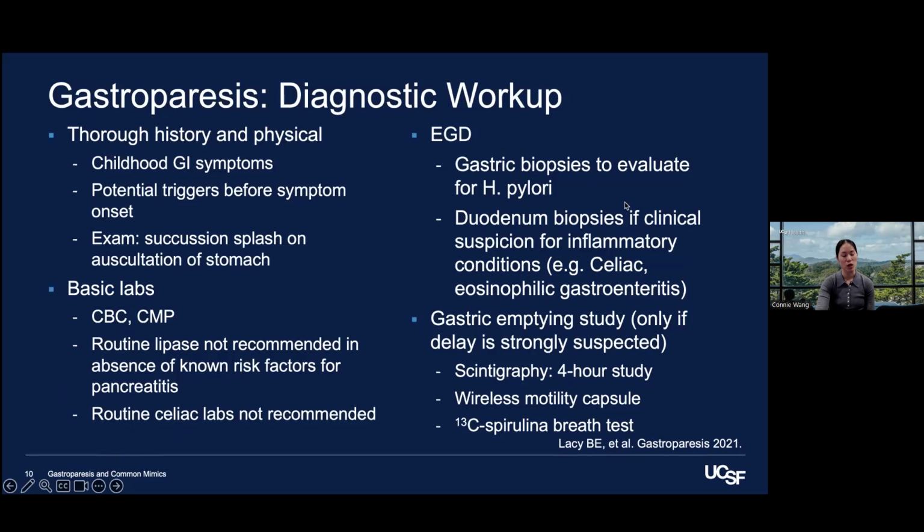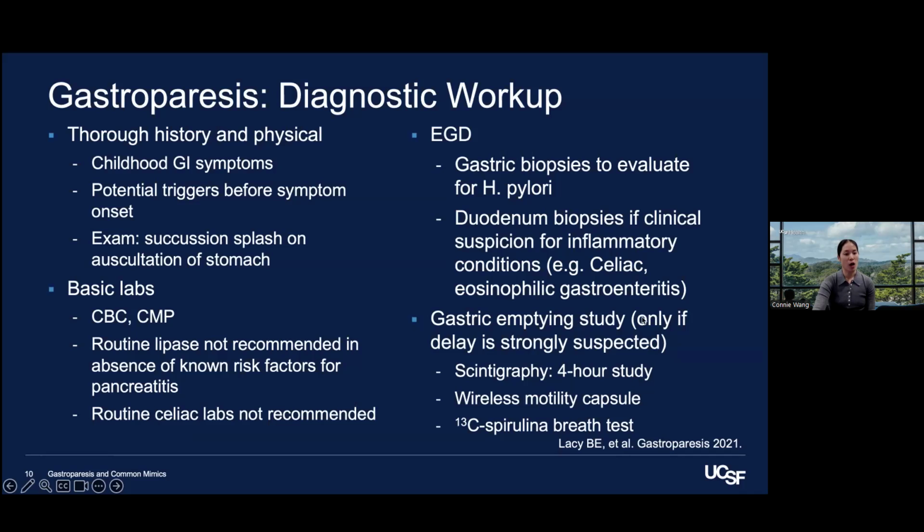And again, this is to rule out some sort of mechanical obstruction that might lead to the symptoms. Oftentimes we'll get gastric biopsies, and this is to rule out underlying H. pylori. You can also obtain duodenum biopsies if there is some clinical suspicion for possible inflammatory conditions such as celiac disease or eosinophilic gastroenteritis.